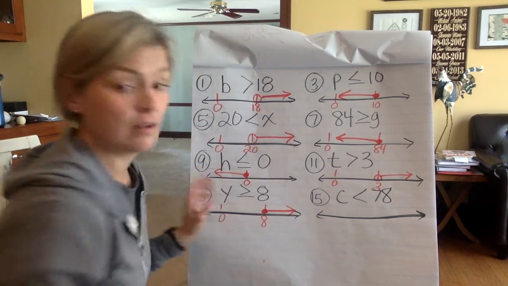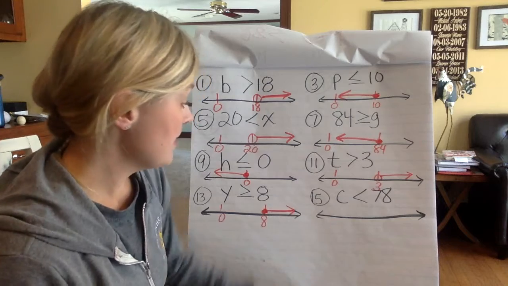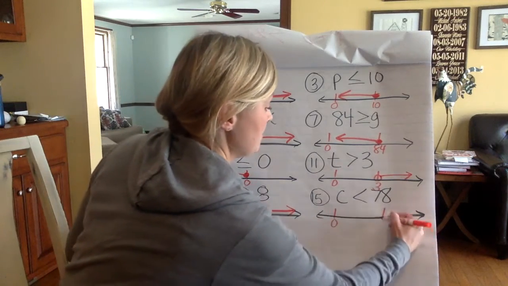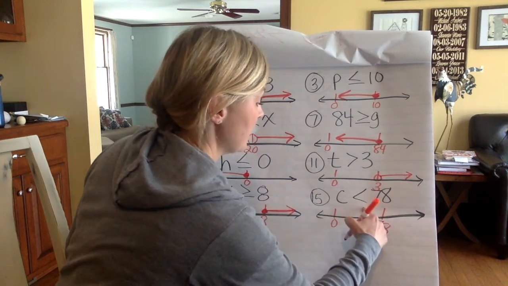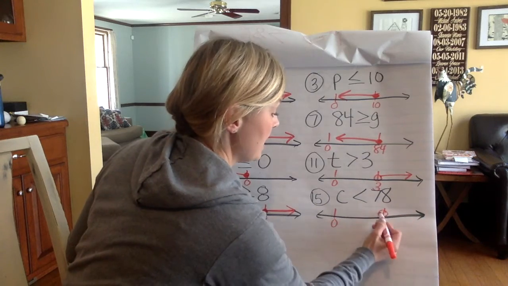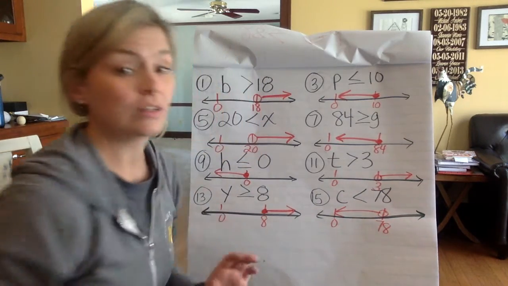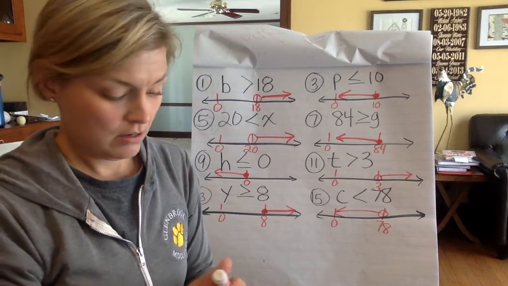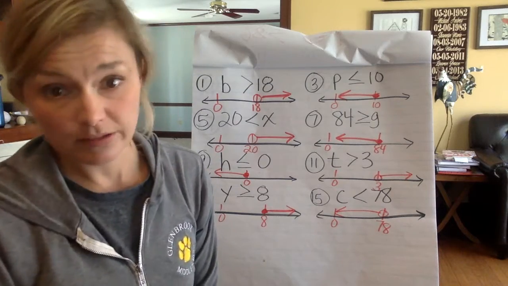Greater than would be off to the right. And then in 15, C is less than 78. Open dot at 78. Arrow to the left for less than. Okay, I know I'm going kind of fast. You're always welcome to pause.